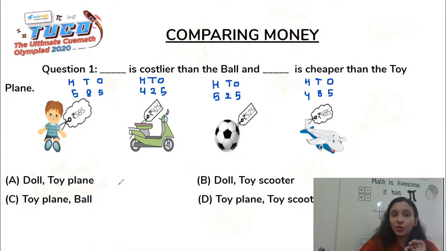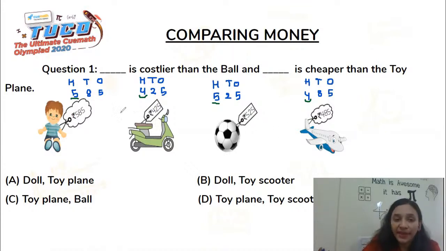To find the costliest one, we would look at the digits at the highest place value, which is the hundreds place in this question, because all of them have got 3 digits. So we see in 2 cases at hundreds place we have 5 and 5, and in the rest we have 4 and 4. So we can definitely say that these 2 objects are costlier than scooter and aeroplane. That is, a doll and a ball are costlier than a scooter and an aeroplane.